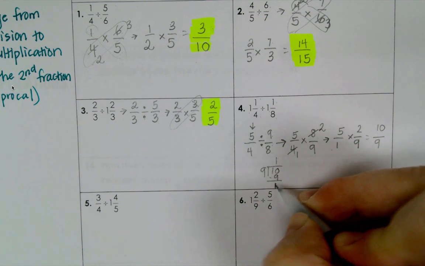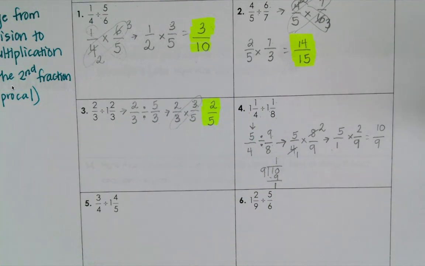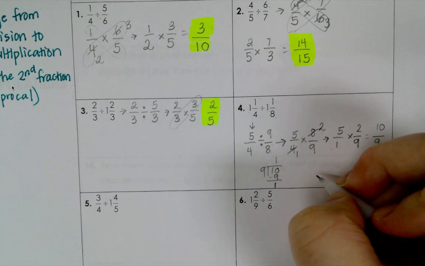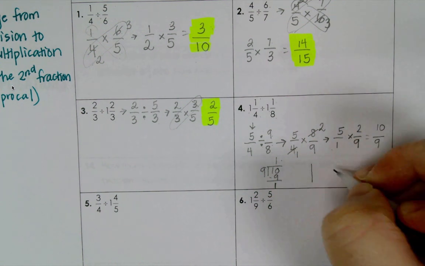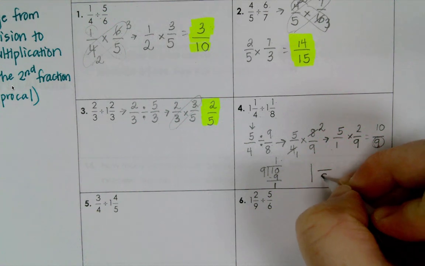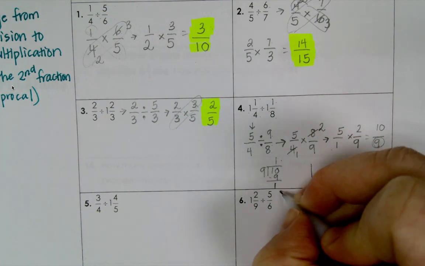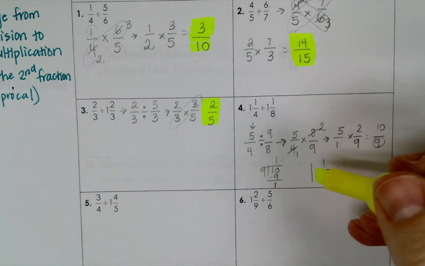Subtract, 1. So think about those notes where we did improper fractions and mixed numbers. My whole number is going to be my quotient, 1. Remember, my denominator always stays the same, and my remainder is going to be my new numerator. So I have 1 1/9. Okay.